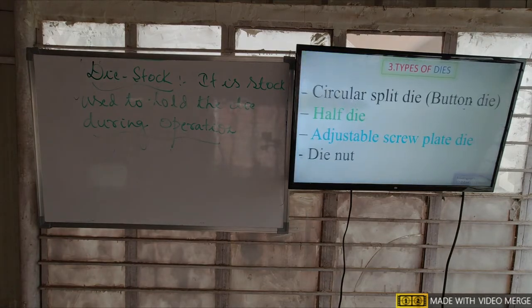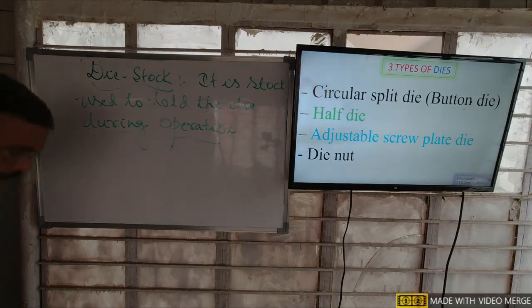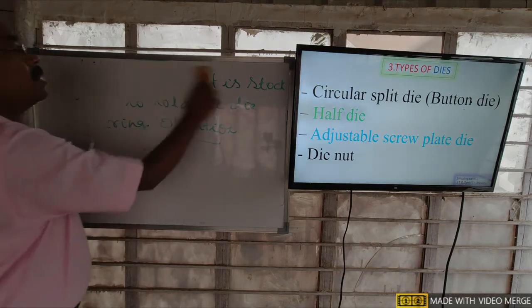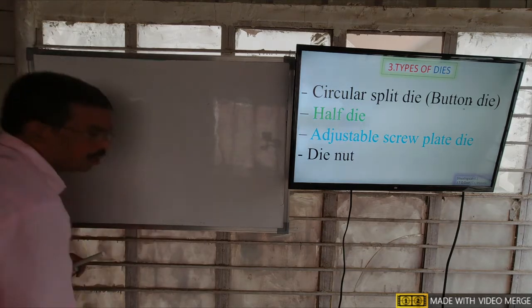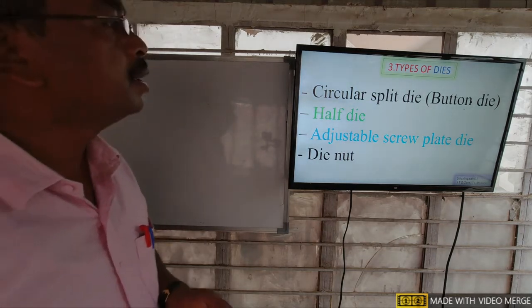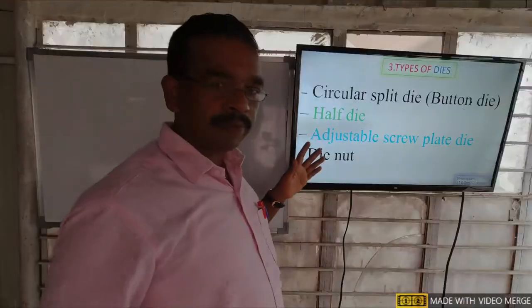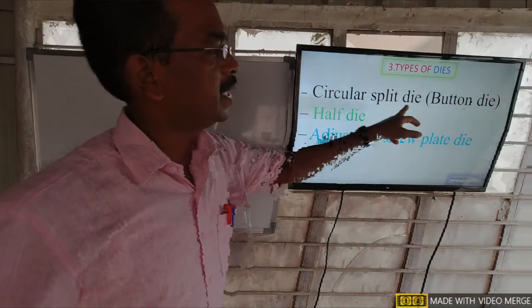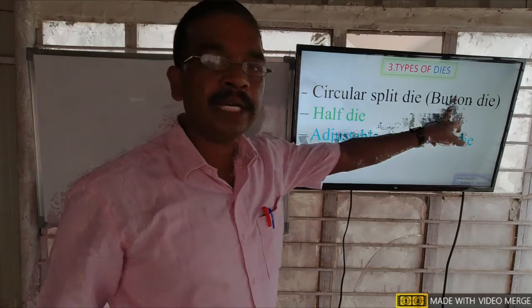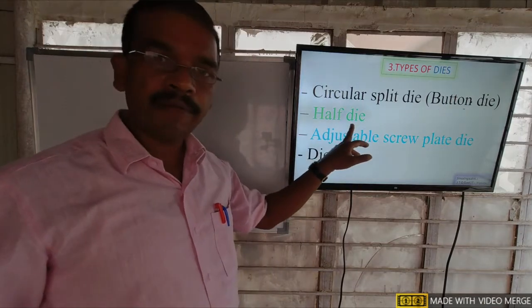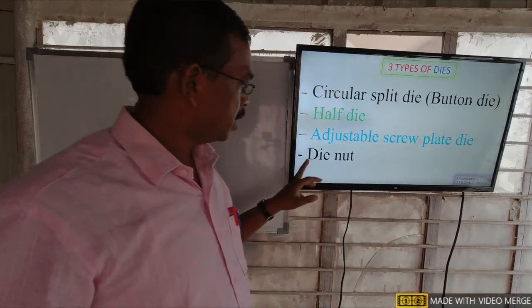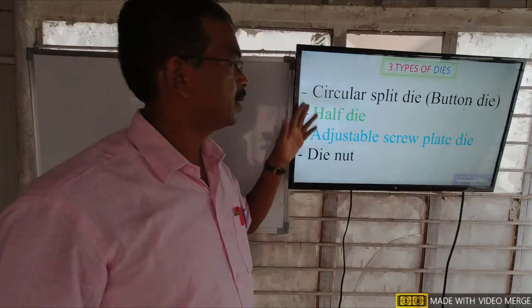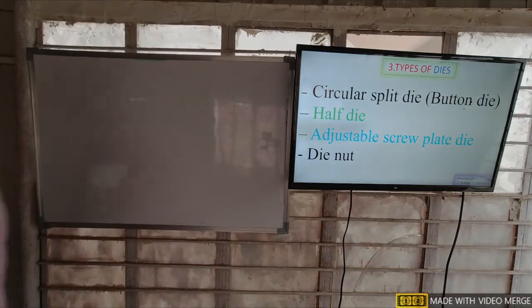Now we will move to the third objective, that is, here we should know the types of these dies. How many types of dies are there, that we have to understand. So here we have 4 types of dies. Circular split die, also called button die, and another one is half die. The third one is adjustable screw plate die, and the fourth one is die nut. Okay, now we will discuss one by one.